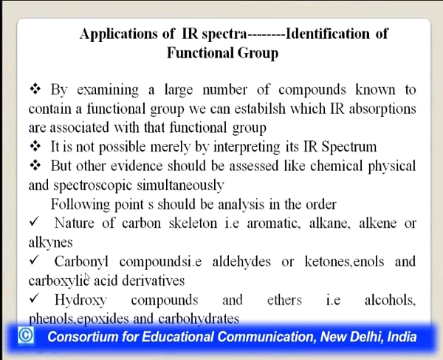Then we should go for carbonyl compounds. What are carbonyl compounds? That is aldehydes, ketones, enols or carboxylic acid derivatives. What are carboxylic acid derivatives? These are acid halides, amides, esters and anhydrides. These are carboxylic acid derivatives and all these compounds contain a carbonyl group. So after analysis of the carbon skeleton for a particular compound, we should go for carbonyl compounds. And after that we should go for hydroxy compounds and ethers. What are these? Alcohols, for example, hydroxy compounds, phenols and epoxides and carbohydrates.